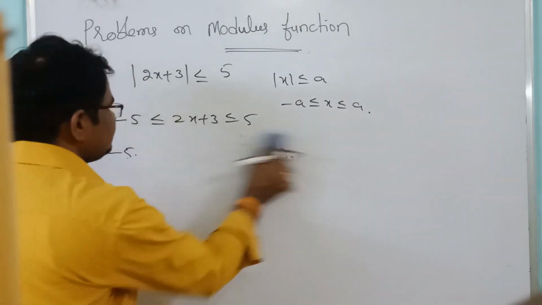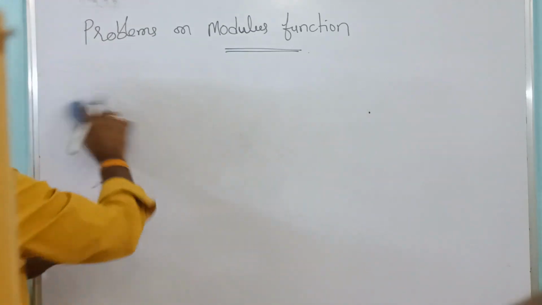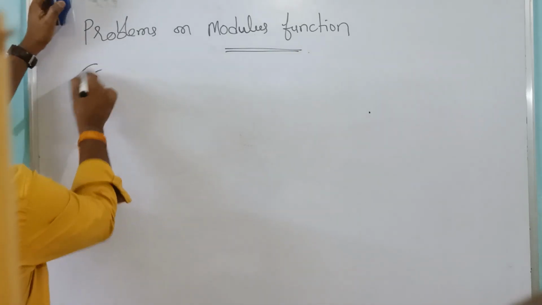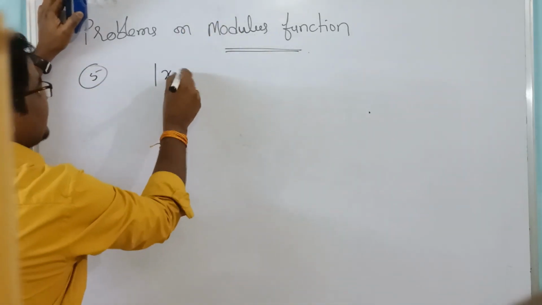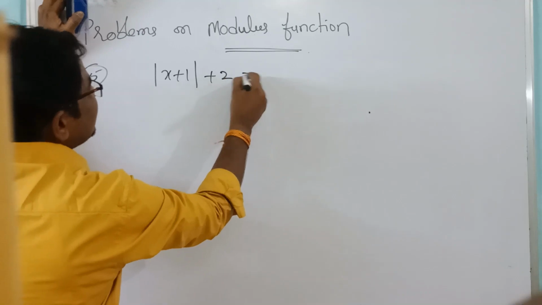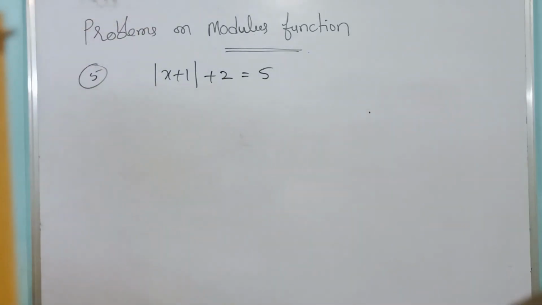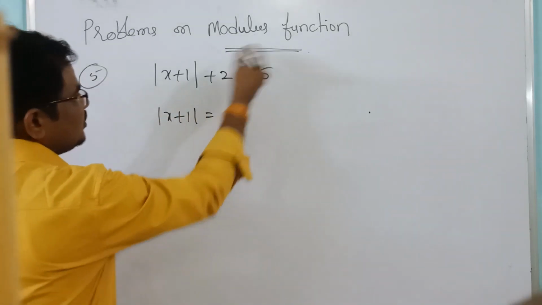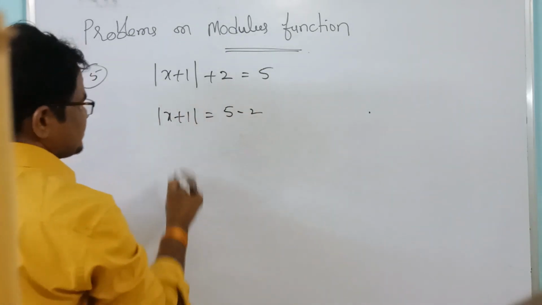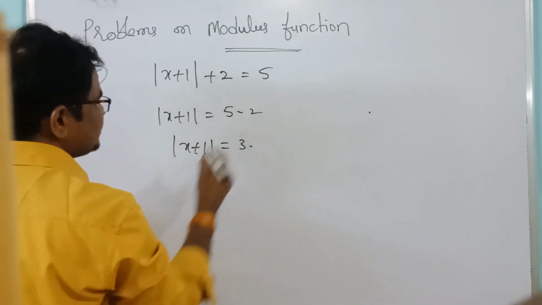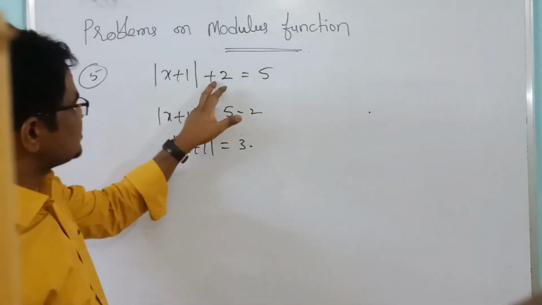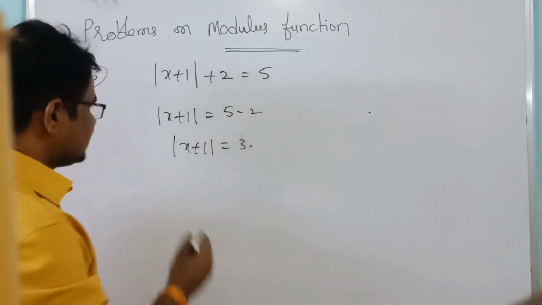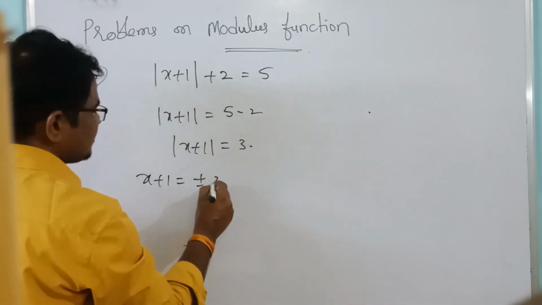Next, if you take one more problem like this: modulus of x plus 1 plus 2 equal to 5. So how to do? Here also, modulus of x plus 1 equal to, take the 2 to that side, 5 minus 2. Modulus of x plus 1 equal to 3.